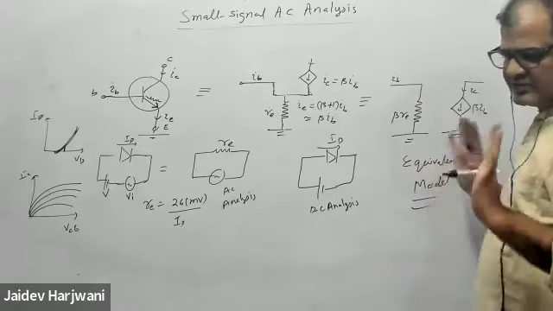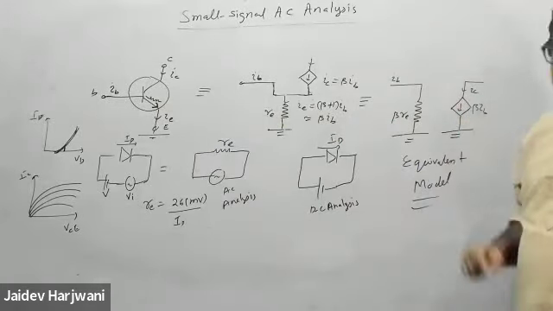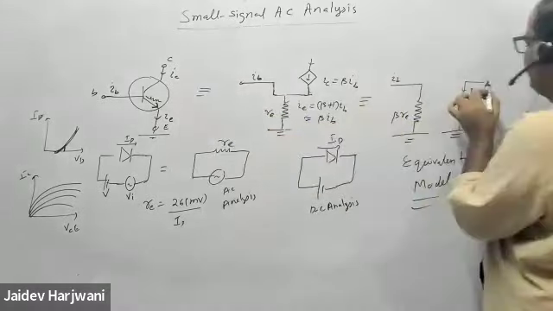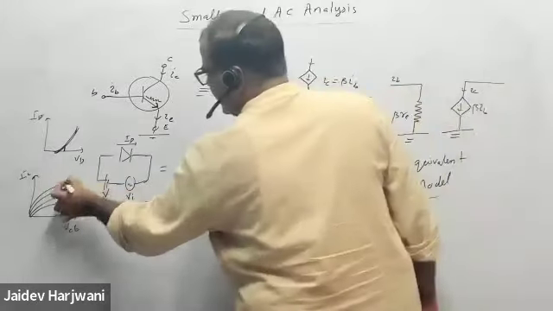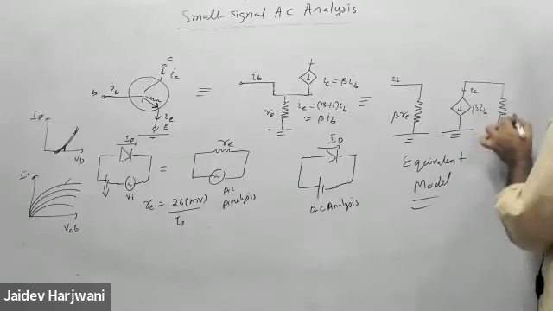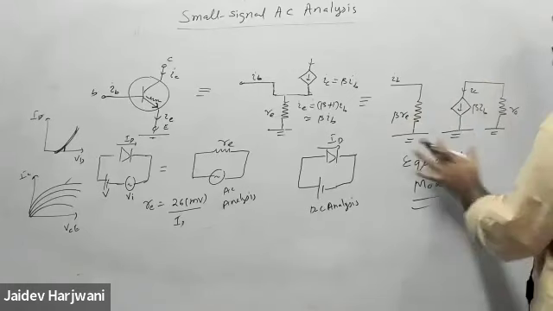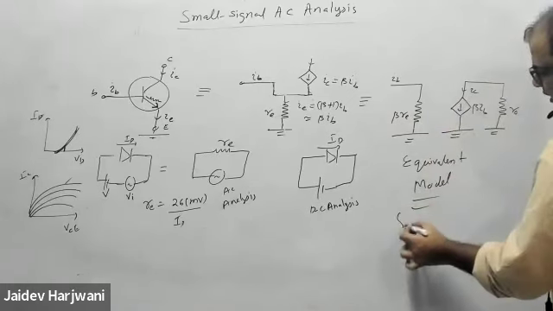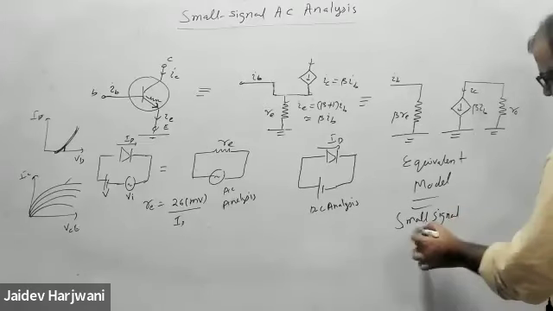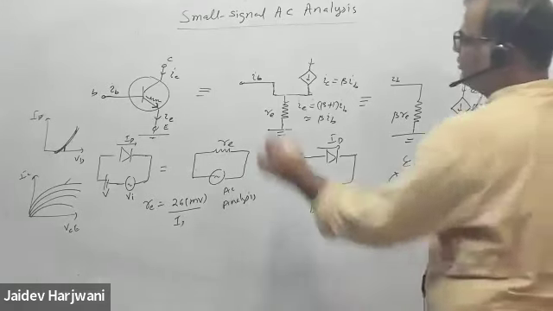Just remember, whenever the transistor is drawn like this, you have to replace it by the equivalent. That means the input part you replace by a resistor, the output part with a current source, and if you want to include the high resistance part, you can put a resistance R0. If this R0 is infinite, again this will be open. So this is the equivalent circuit, the small signal equivalent model for the transistor.